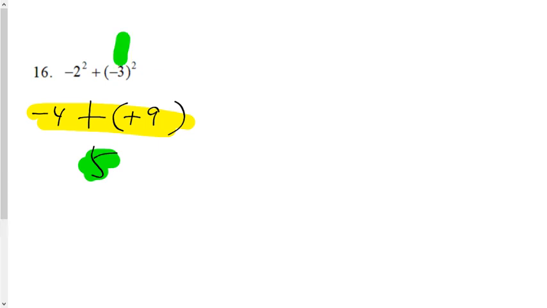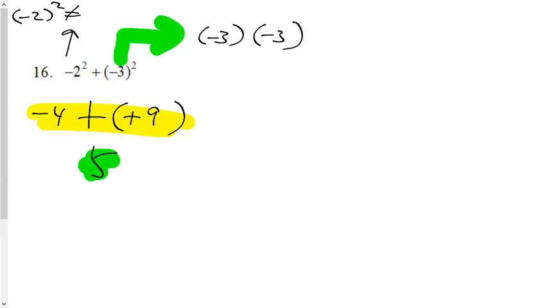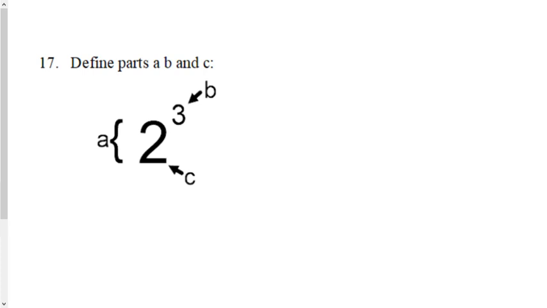Now, a good question was asked: why is this going to be a positive 9? Well, negative 3 squared means negative 3 multiplied by itself twice. And a negative times a negative is a positive. So therefore, negative 3 squared is going to be a positive 9. But the first one, remember we said that this is not equal to this in our previous question. This is the opposite of 2 squared. Since 2 squared is 4, the opposite of that is negative 4. And that's why the answer is 5. 17, define the parts. A is called a power, or I will also accept exponential form.